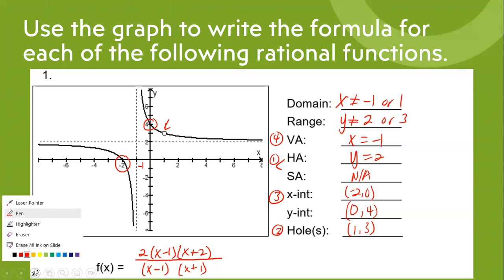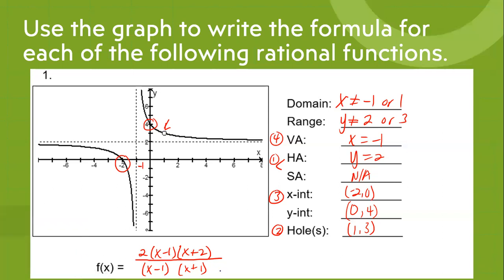Okay, so to write it as a full-on polynomial in the numerator and a polynomial in the denominator, what would I need to do? Distribute and FOIL, right? Are we comfortable with that? So I'm going to distribute and FOIL. First, I'm going to distribute my 2. Does it matter what order I distribute in? No, it's really up to you. I prefer to just go ahead and get the 2 out the way, okay? So I have 2x minus 1 times x plus 2, and that's going to FOIL to become, what did I write?